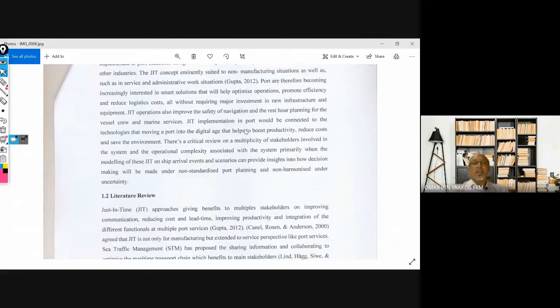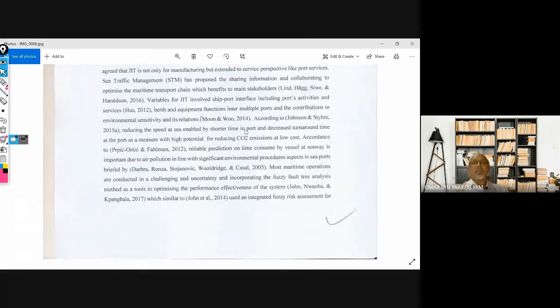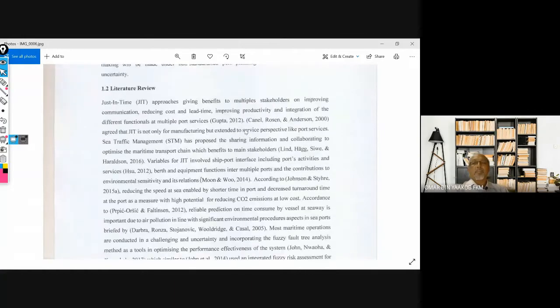Again, the end of sentences and so on. Just in time, multiple choice. So like this is okay to put at the end here, but here starts like this. So this is wrong. The bracket should be here without a comma. Kenner, Rosen, even Rosen without comma if you want to write all three, but it should have been Kenner et al. Bracket 2000 agreed that JIT is not only for manufacturing and so on.